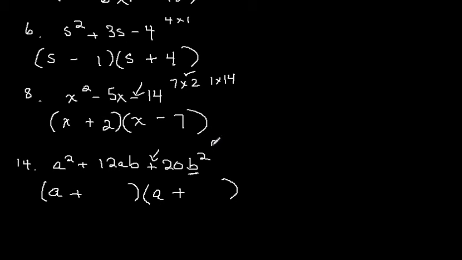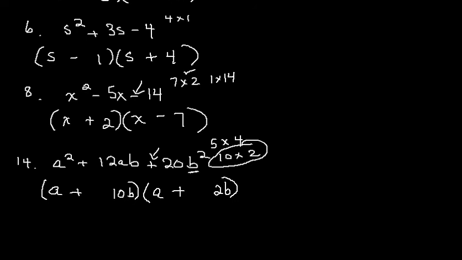Well, my combinations are 5 times 4 and 10 times 2, and of course there's always 20 times 1. So look, this one right here, when I add these together, because it says when you add them, I'm going to get 12. So I'm going to put a 10b and a 2b, since we have a variable at the end. When we check our outer, we get 2ab, and our inner we get 10ab, and that's going to give us 12ab. I'm going rather fast because this is an Algebra 1 concept.